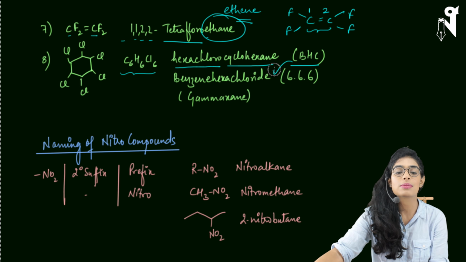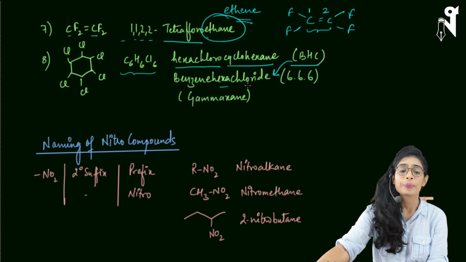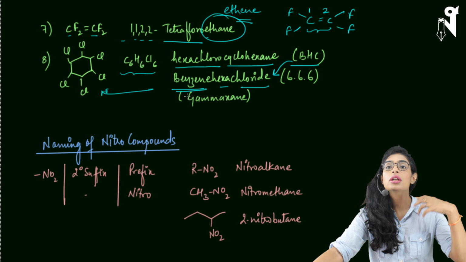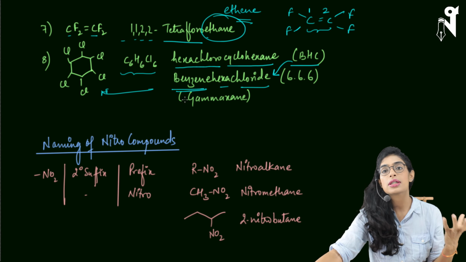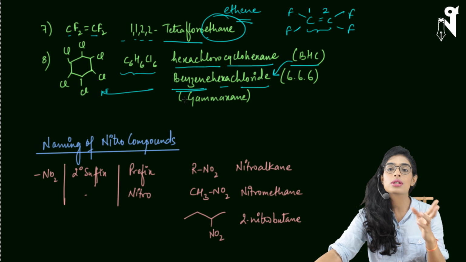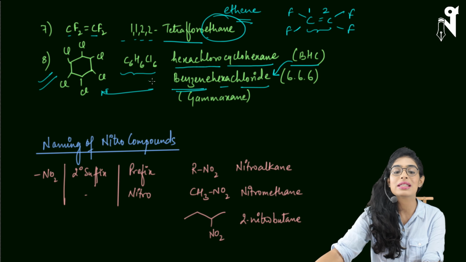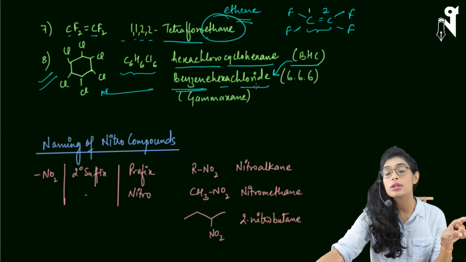BHC's full form is benzene hexachloride. Why do we call it benzene hexachloride? Because we prepare this compound, hexachlorocyclohexane, using benzene. So its initial reagent is benzene, which does some reaction and gets converted into this compound. That's the reason why we call it benzene hexachloride, not because this compound is benzene.